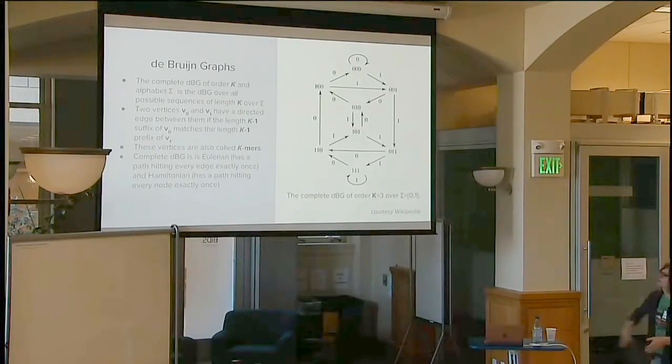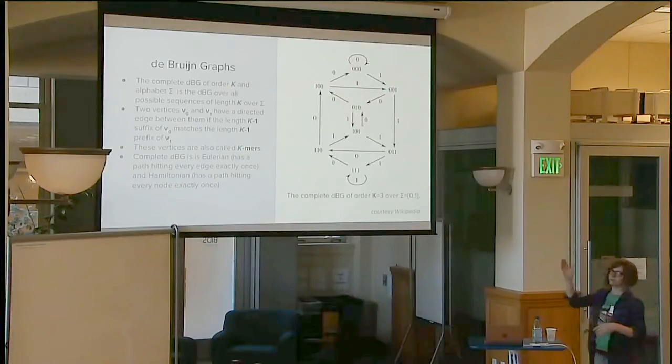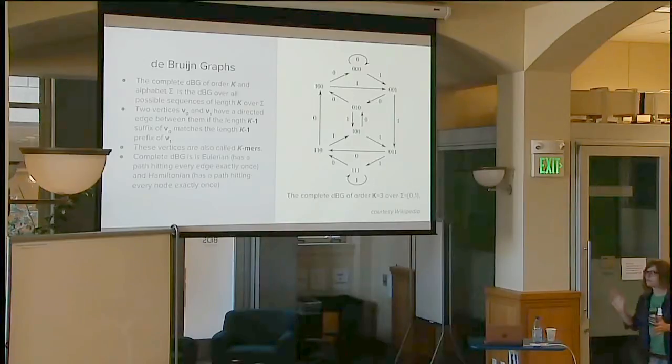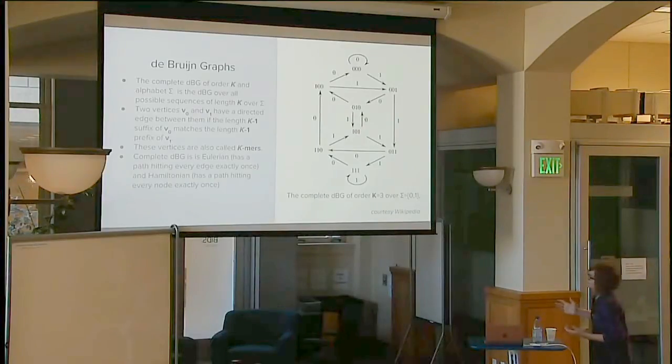So for example, here we have a complete de Bruijn graph of order k equals 3 just over the alphabet 0, 1, right? So there are some interesting properties of these. For example, the complete de Bruijn graph is Eulerian, so it has a path hitting every edge exactly once, and Hamiltonian, so it has a path hitting every node exactly once. So you can always traverse everything in this graph.